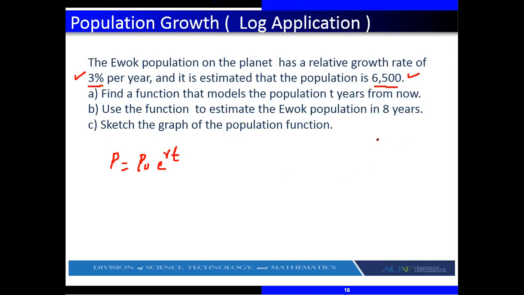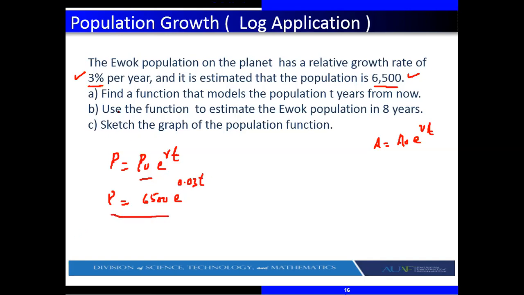You can also write it like A is equal to A naught e power rt or kt. So we are given the original population. What is the model? We have 6,500 e power rt. We have 3%, so 0.03 multiplied by time. So this is the answer for option A.